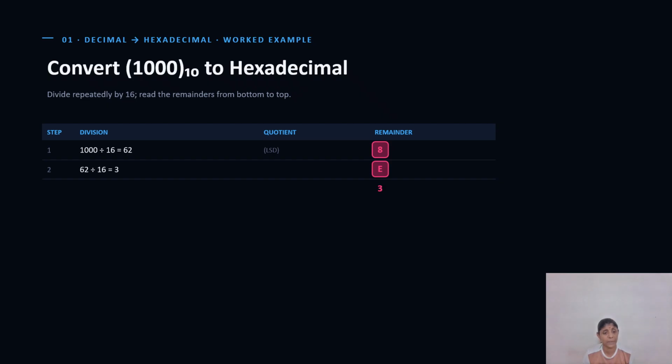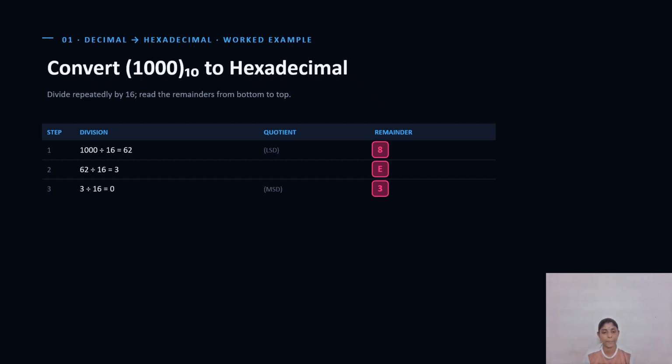In the second step, 62 should be divided by 16. The quotient is 3 and the remainder, please remember, is 14, because 16 into 3 is 48. 62 minus 48, the resultant remainder is 14. But you already know that in the hexadecimal number system, there are no numerals from 10 to 15. Instead of that, you use A to F. So instead of 14, I have written it as E there.